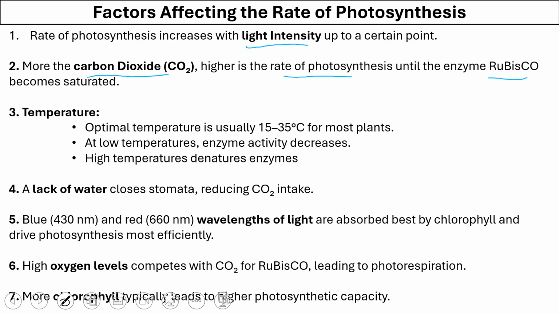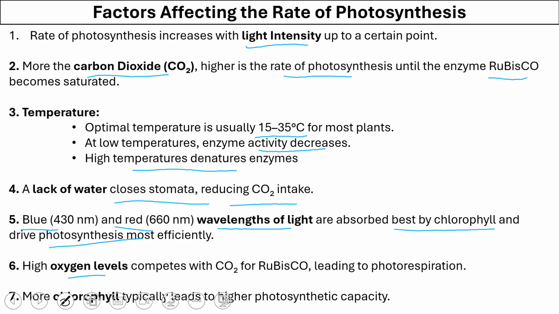Photosynthesis also occurs at an optimal temperature between the range of 15 to 35 degrees Celsius. A low temperature would decrease the enzymatic activity, and a high temperature can lead to the denaturation of enzymes. Lack of water can lead to closing of stomata, and closing of stomata reduces the carbon dioxide intake. Certain wavelengths of light, especially in the blue and red range, are the optimal wavelengths which are absorbed by chlorophyll molecules and perform the photosynthesis reaction.